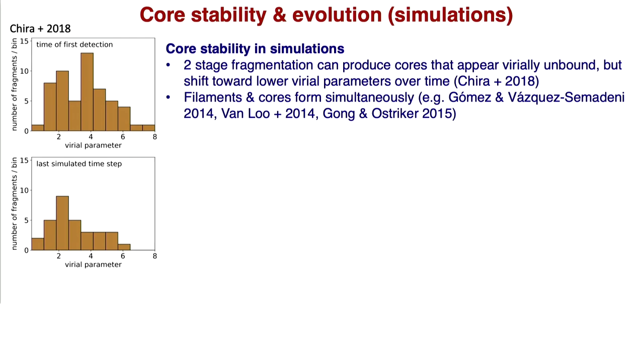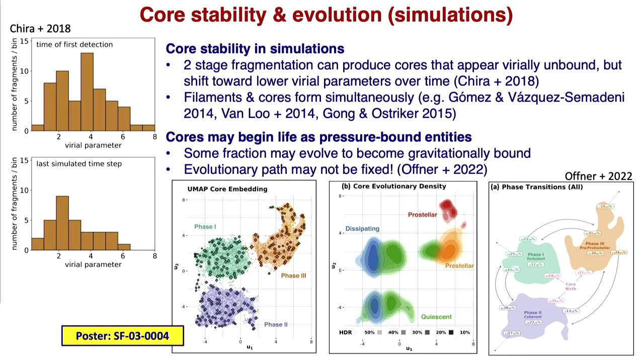One interesting study is work by Offner et al., tracking cores in MHD simulations and then using machine learning to categorize the cores based on their properties. They found that you can actually separate some of these objects into different phases, where you have cores that are bound, which are phase three, cores that are coherent, which are phase two, and then turbulent dominated cores, which are phase one.